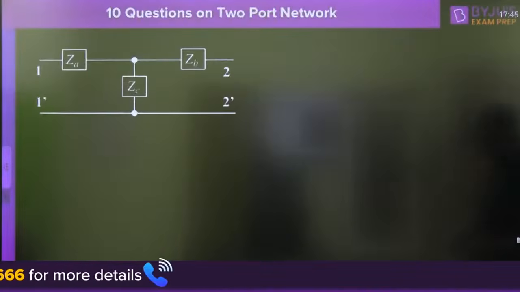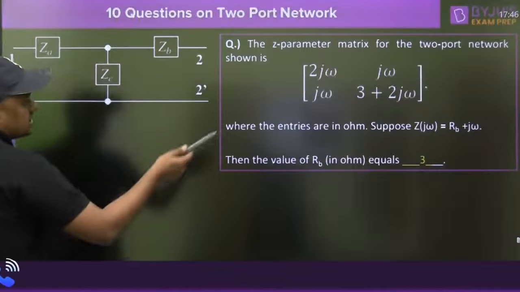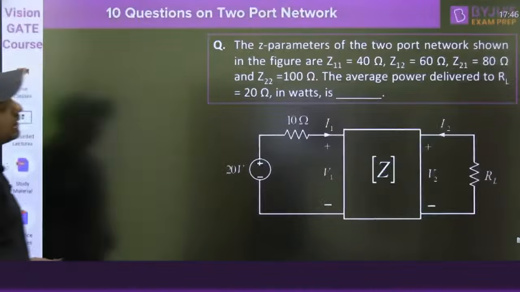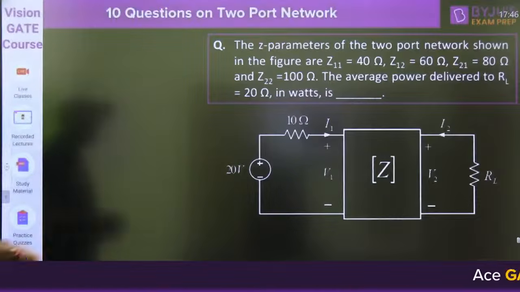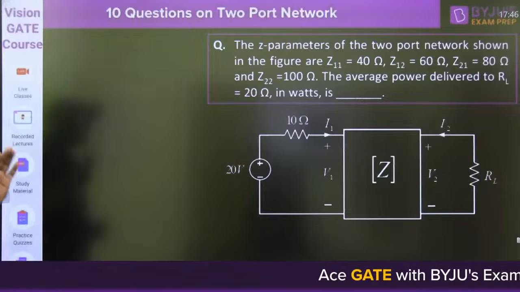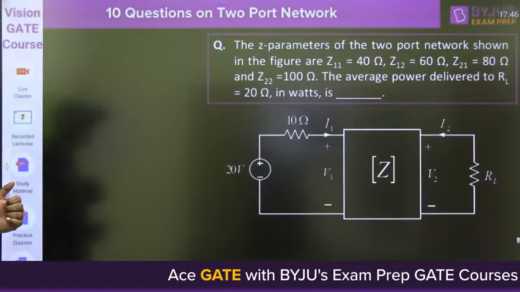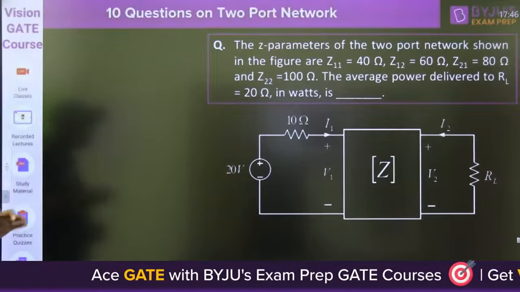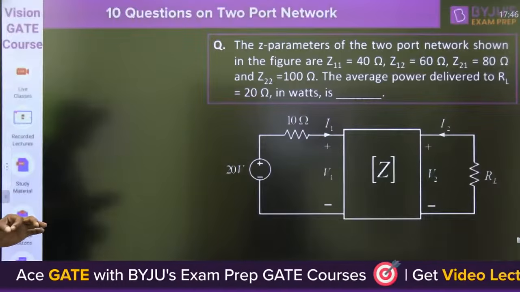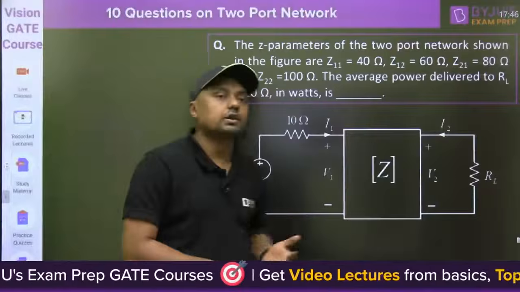So that 3 is the answer. Next question. Next. Quickly give me the answer. This is the answer for this one. Now, again the question on black box. Z parameters of the 2-port network shown in the figure are Z11 is equal to 40, Z12 60, Z21 80, Z22 100. What is the average power delivered to RL, 20 ohm?